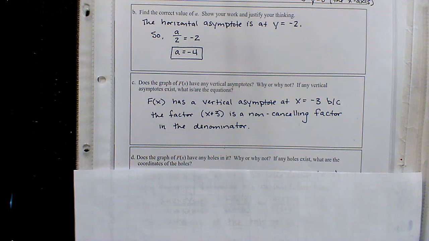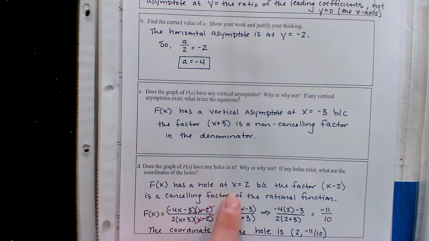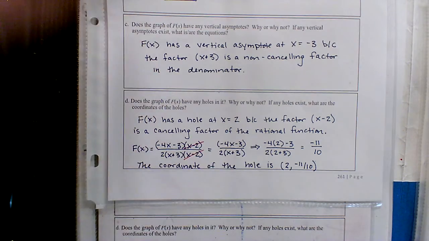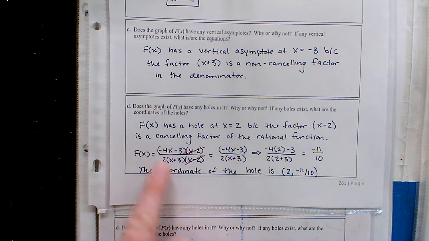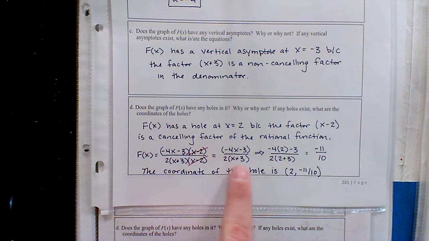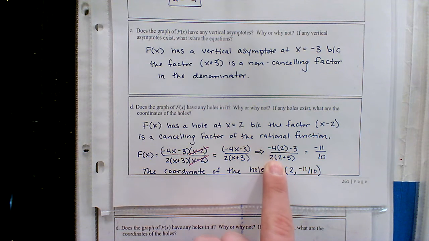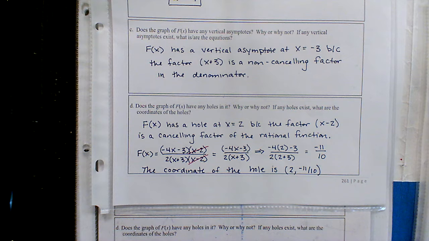Rebecca? You plug the x value into the simplified fraction. Yes, you plug that x value, which in this case is 2, into the simplified version. So f of x does have a hole at x equals 2 because the factor x minus 2 is a canceling factor. Here is the factored form. And again, we plugged in negative 4 because we found that negative 4 for A. Cancel out the hole, so you have the reduced form where you plug in your x value. You should get a y value of negative 11 over 10. That is the y value you should get for your hole.